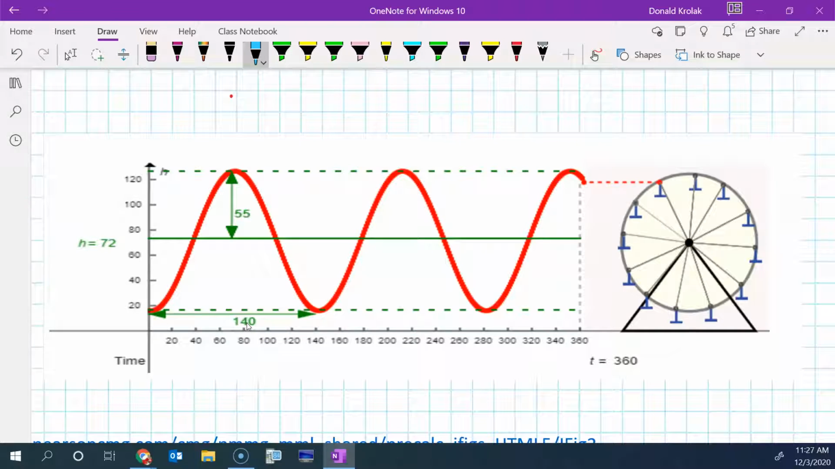Okay, so when you do this, you take your period, which in our case was 140. We divide that by 4, and that is equal to 35. So 35 is where you should be at, that's where the max should be. But it's not. This max right here is at 70. It's 70 seconds in.